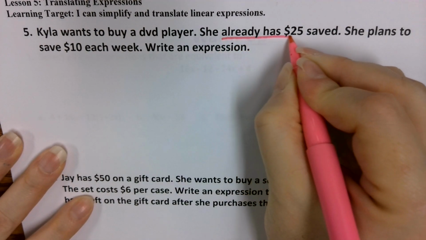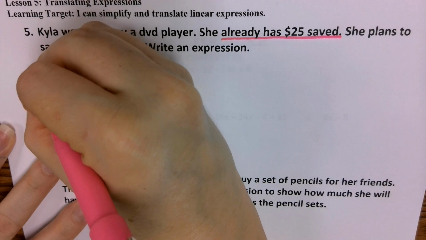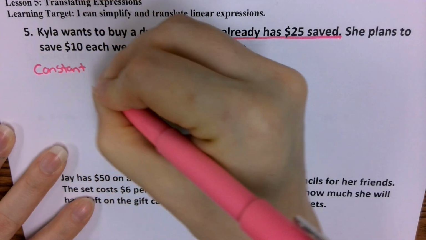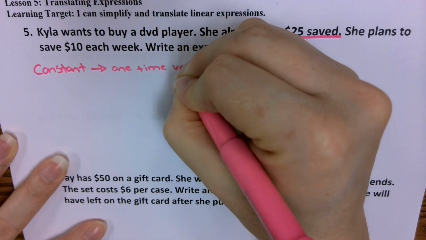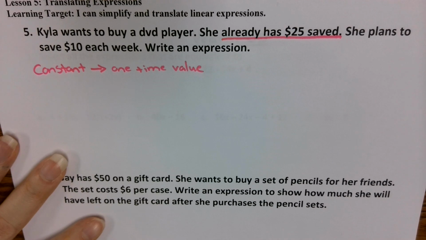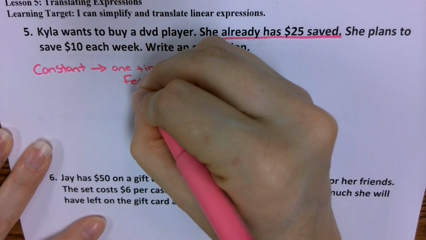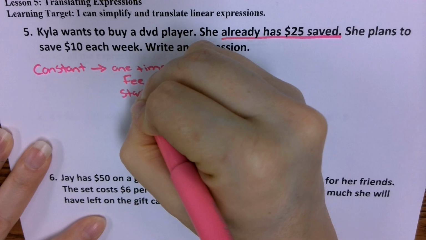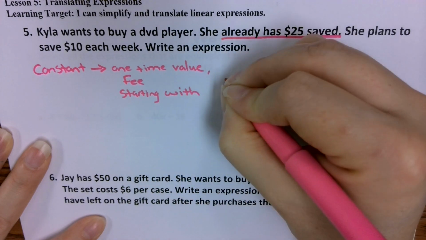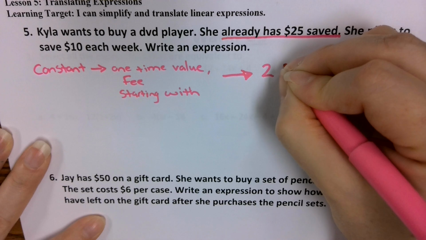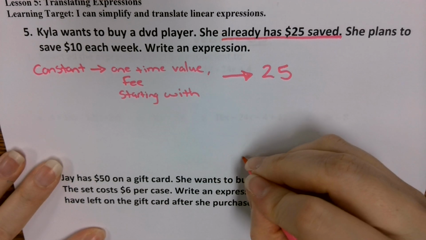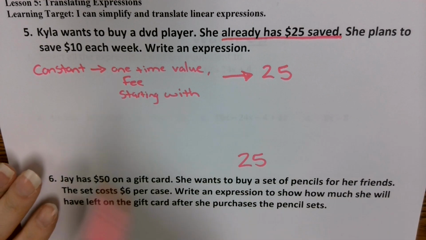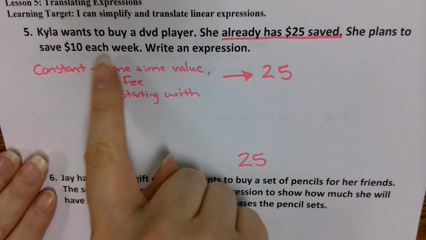This amount that she already has saved, we like to focus on that as being the constant. So your constant is your one-time value. It's something that you start with. It might be a fee that's going to occur or a starting point. So in this situation, that's going to be that $25. Okay, we started off with $25 saved. Now, from there, in my problem, I've got 25. From there, I'm going to continue to save $10 each week.